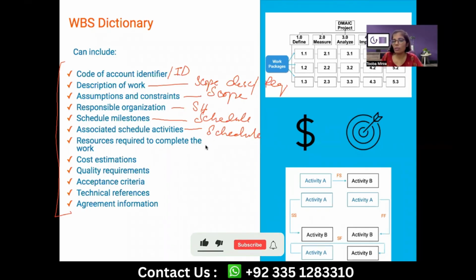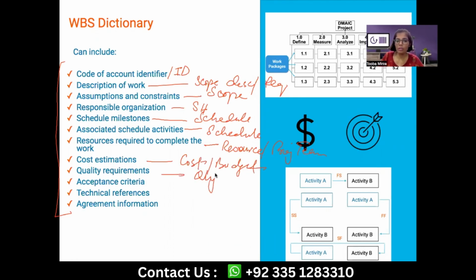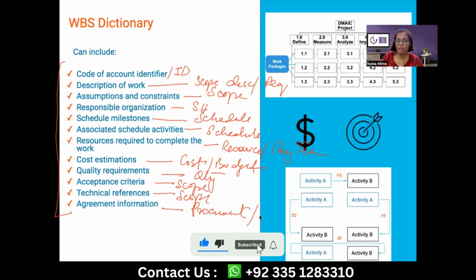The way we have already talked about that, who is going to exactly execute that part of the WBS or that element of the WBS is the resource or project team understanding for that WBS element. Cost estimations is about the cost or budget. Quality is about the quality. Acceptance criteria, technical references is all about the scope. And any agreement information which can be about the procurement or supplier vendor related aspect.